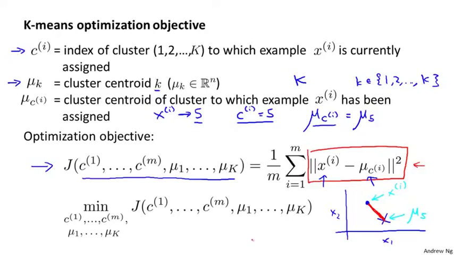And what k-means can be shown to be doing is that it is trying to find parameters c and mu to minimize this cost function J. This cost function is sometimes also called the distortion cost function, or the distortion of the k-means algorithm.